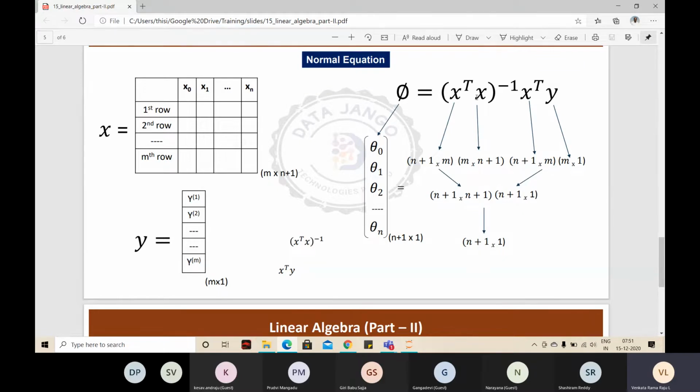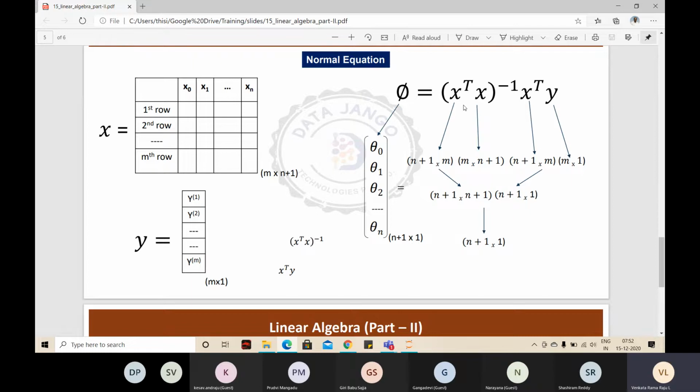So X transpose X. If you transpose this matrix, what does the dimensionality become? N plus 1 by m. See this, n plus 1 by m. After multiplying these two matrices, what is the ultimate dimensionality? I am trying to explain. The ultimate dimensionality we expect is n plus 1 by 1, which is nothing but the thetas.